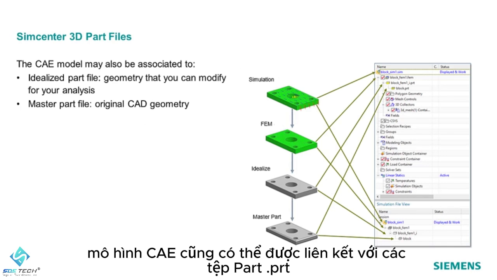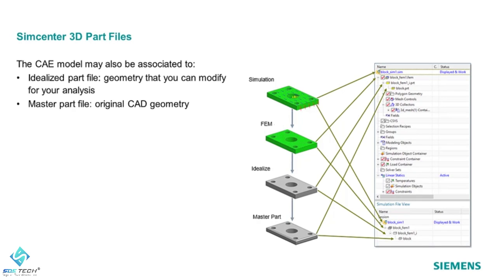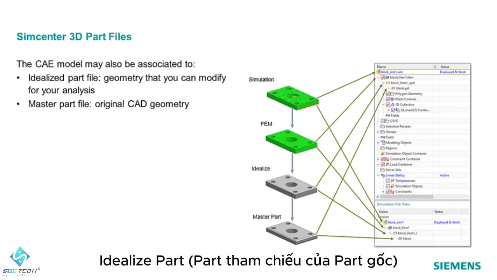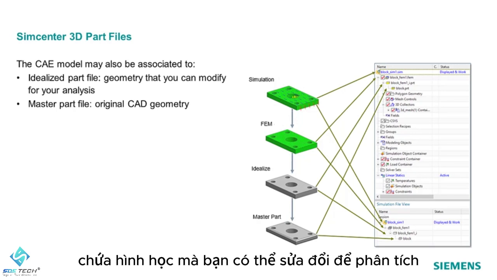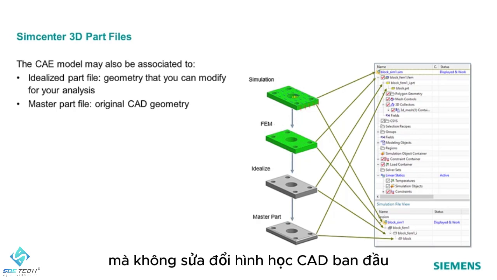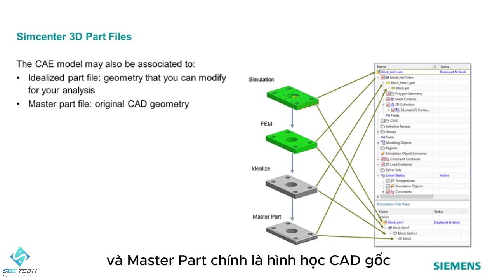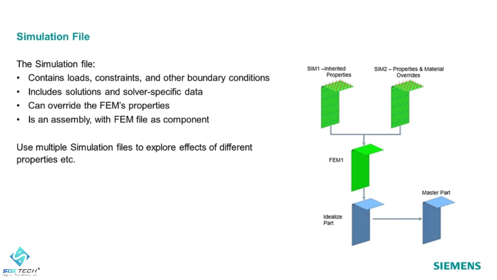The CAE model may also be associated to part files. The idealized part file contains geometry that you can modify for your analysis without modifying the original CAD geometry. And the master part file is the original CAD geometry. Now we're going to take a deeper look at what's contained in each of these files.